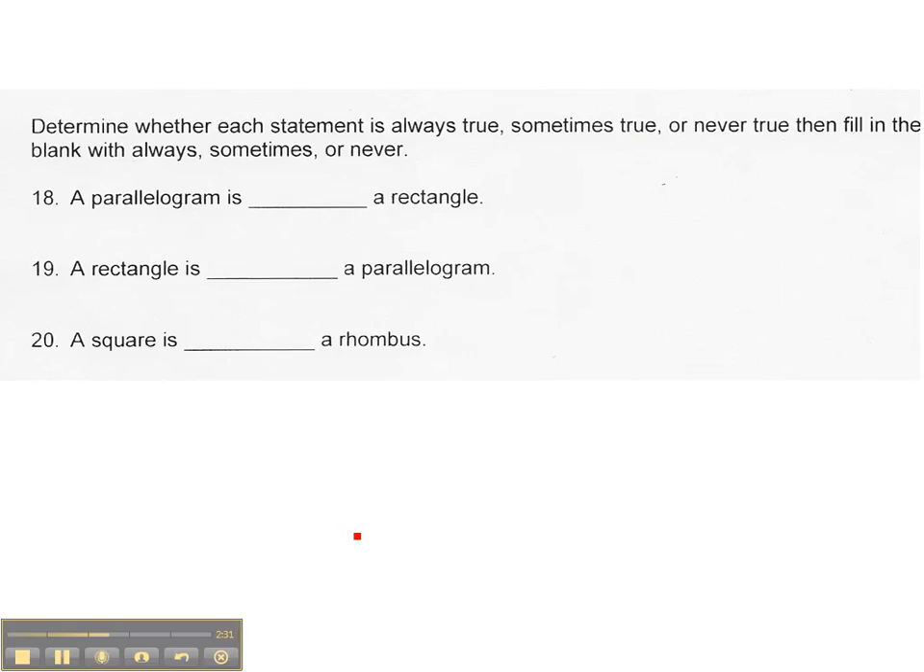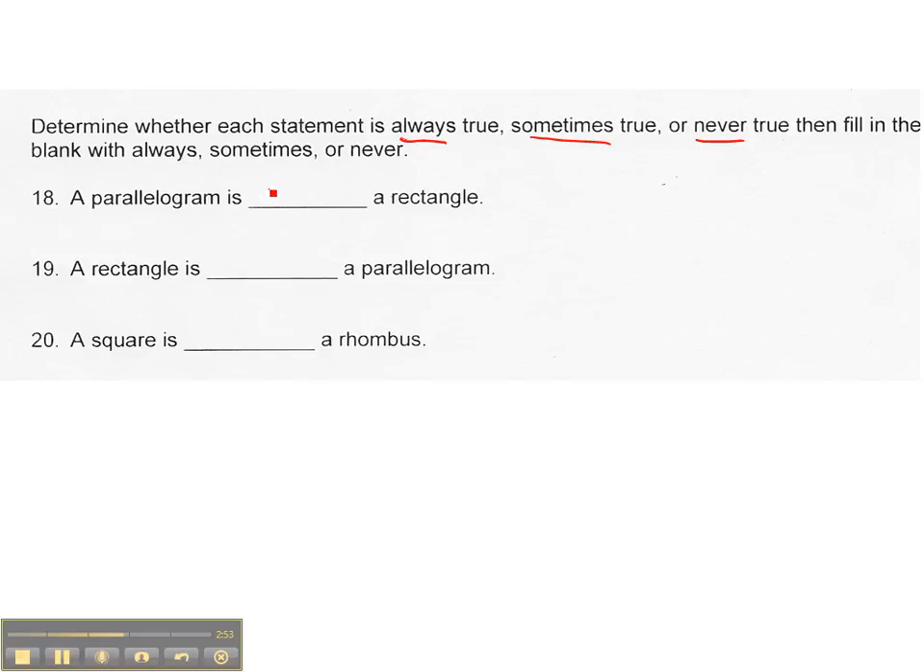Okay, I'm going to do these 3 problems. It says determine whether each statement is always true, sometimes true, or never true. And then fill in the blanks with always, sometimes, or never. A parallelogram is blank a rectangle. Well, some parallelograms are rectangles, but not all. So a parallelogram is not always a rectangle.